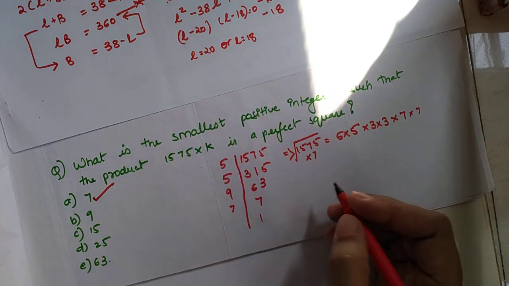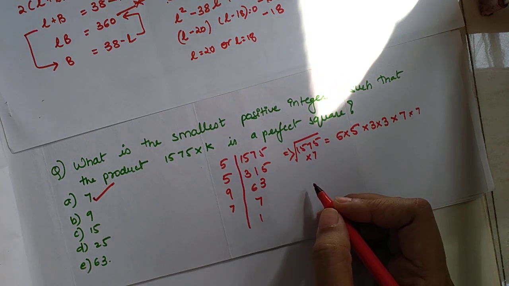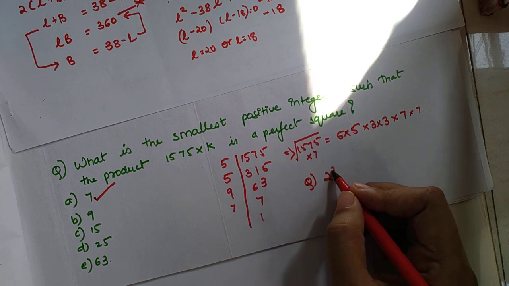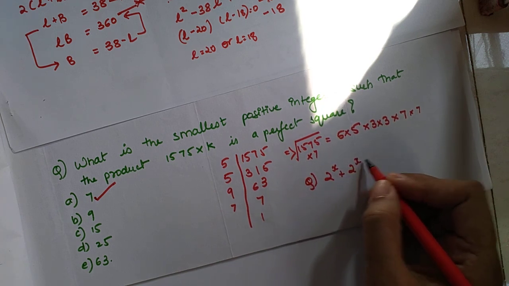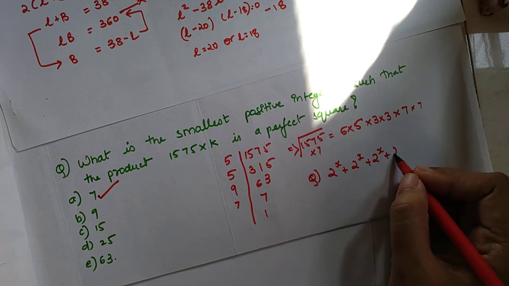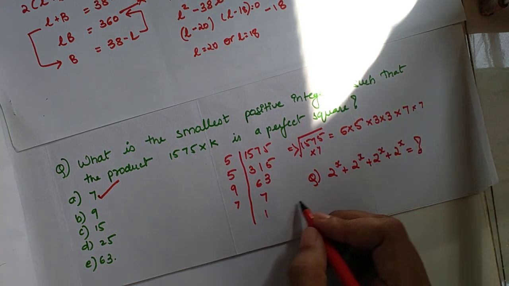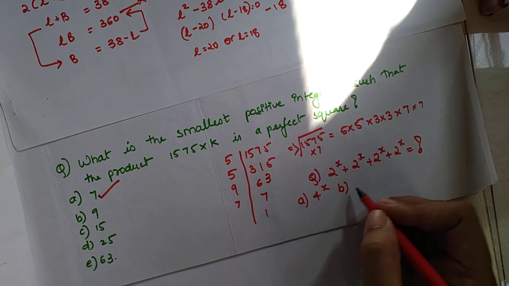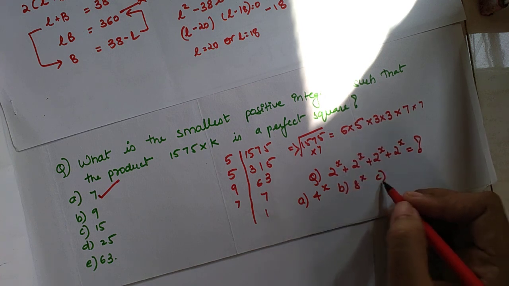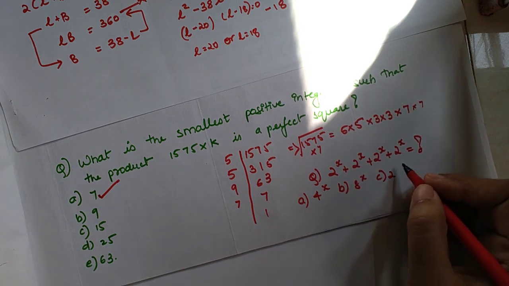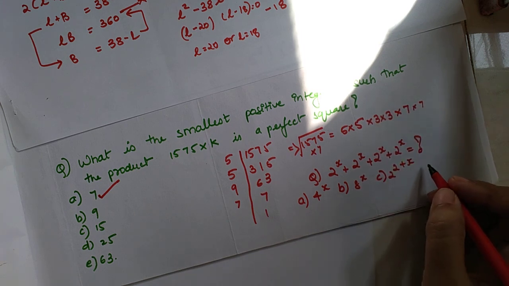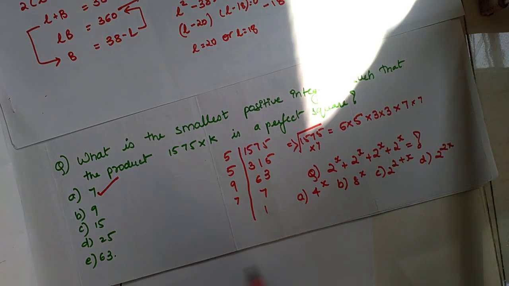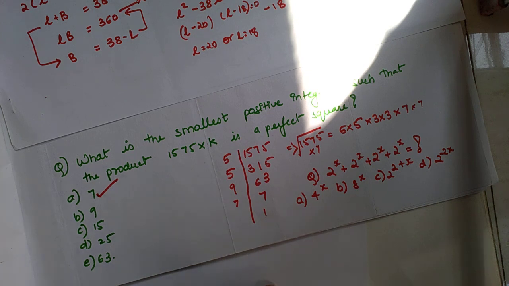Now, like I had mentioned, I'm going to write down a question over here whose answer you will tell me in the comment section. So what is 2 raised to x plus 2 raised to x plus 2 raised to x plus 2 raised to x equal to? Option A is 4 raised to x, option B is 8 raised to x, option C is 2 raised to 2 plus x, option D is 2 raised to 2x. Let me know your answer in the comment section.